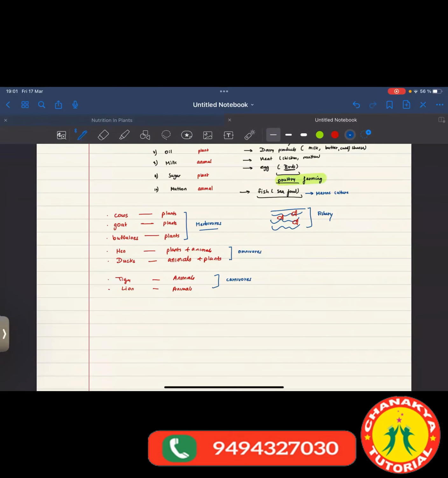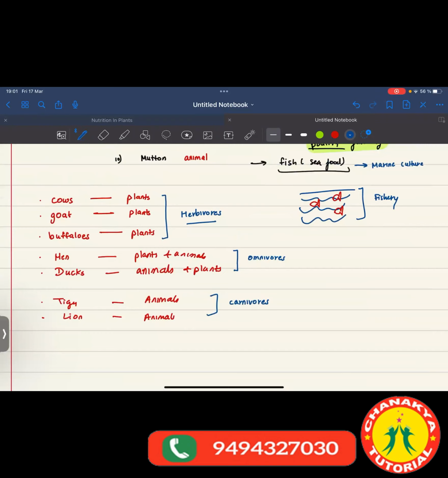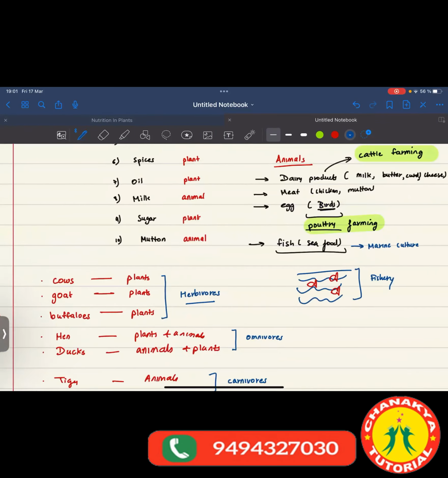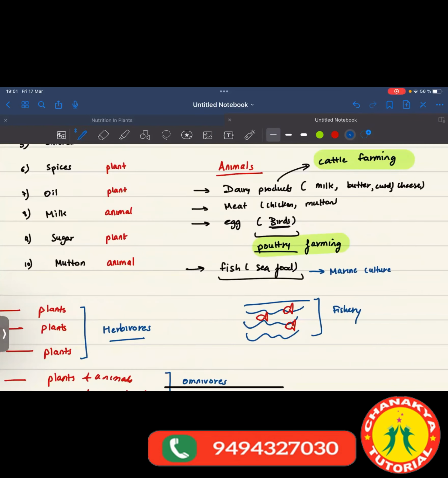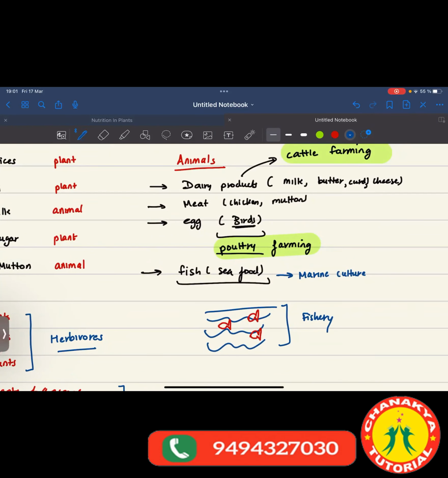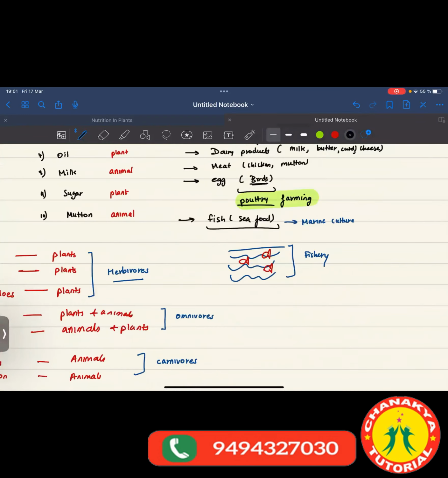So these are the classifications of animals based on what they eat. Okay. So what else do we get from the animals? Apart from dairy products, meat, egg, fish. Now this is the animals. Now from the plants we'll talk about.